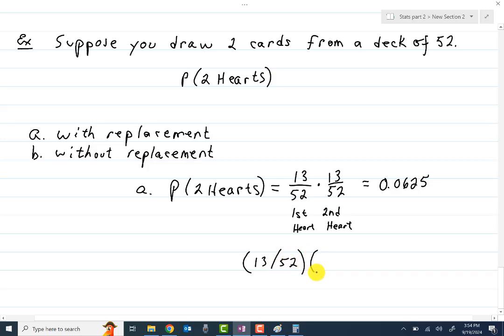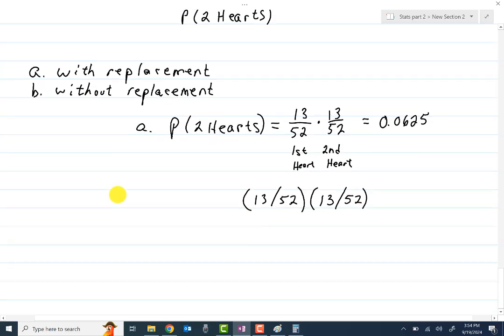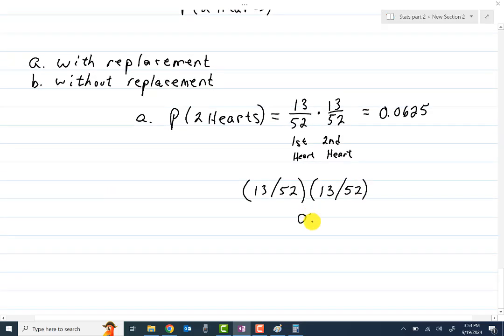The calculator probably will not make you put a multiplication sign between the parentheses, but you want to make sure your 13 out of 52s are in parentheses. Or if you don't want to do that, you know that it's 13 out of 52 times 13 out of 52. You could also do that, take it to the second power.